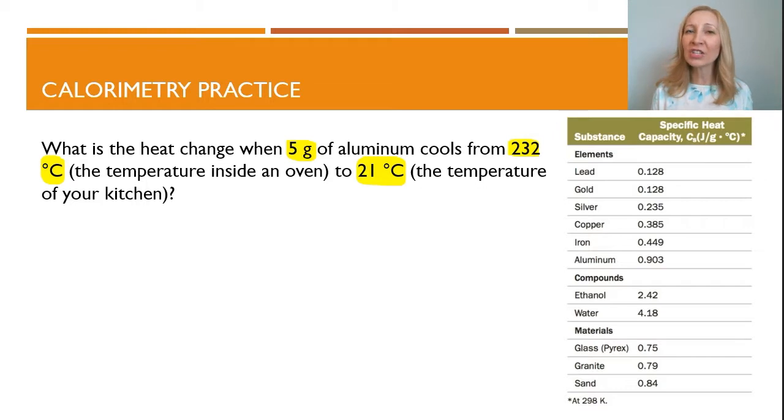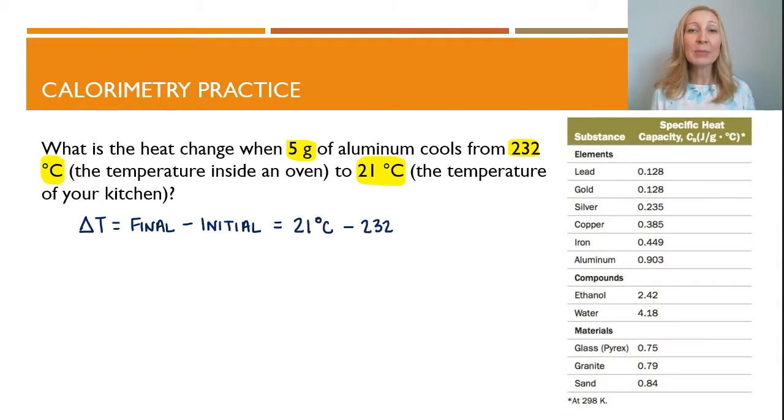And the amount of energy that's released by the pan is equal to the amount of energy that is gained by your kitchen. So we can calculate both things here using this equation. So we have 5 grams of aluminum and it's cooling from 232 Celsius down to 21 degrees Celsius. Now we're going to do our pre-work on this. The change in temperature is equal to the final temperature minus the initial temperature.